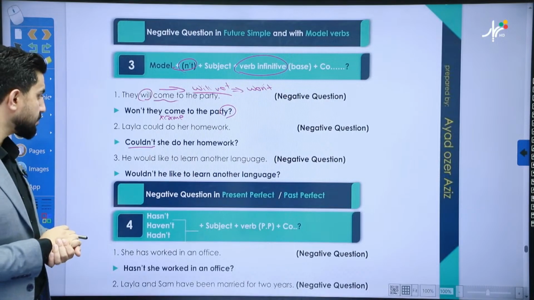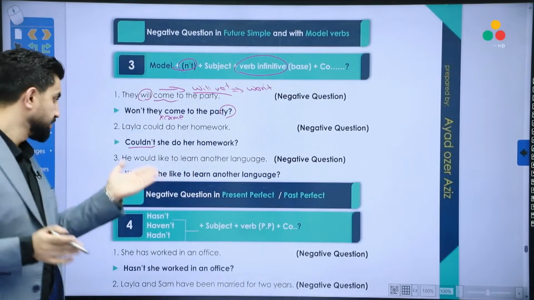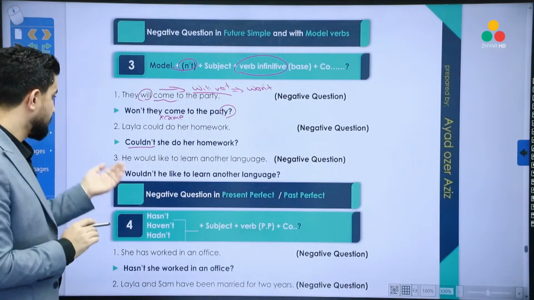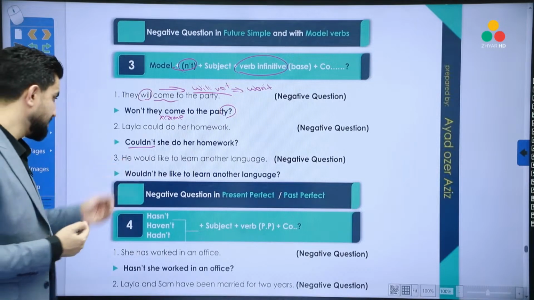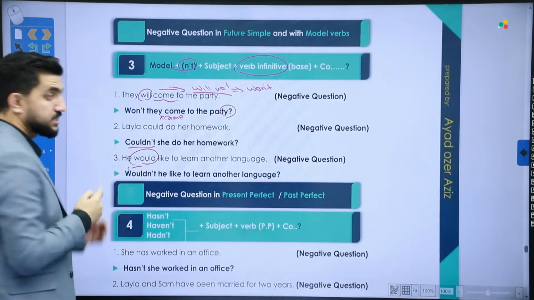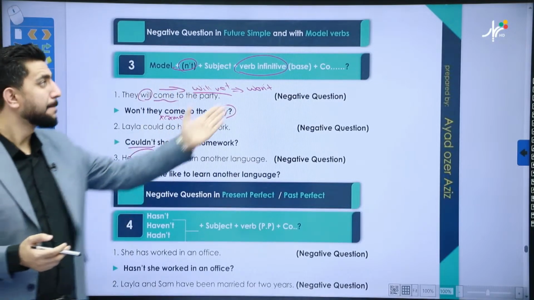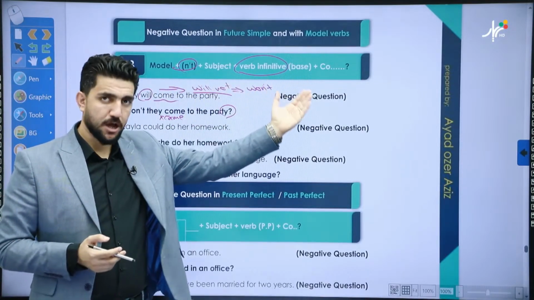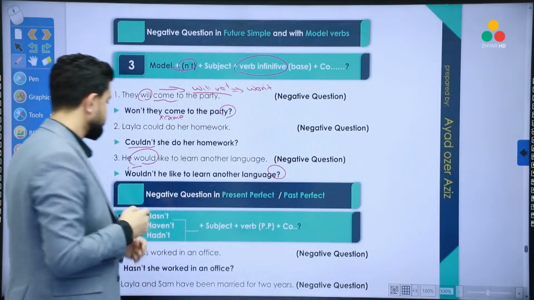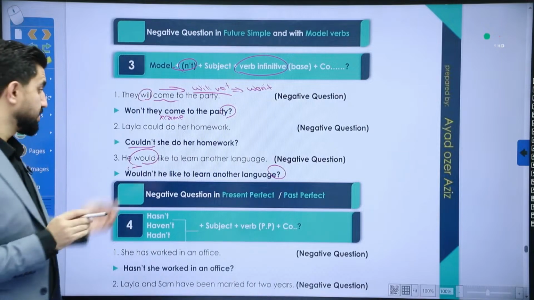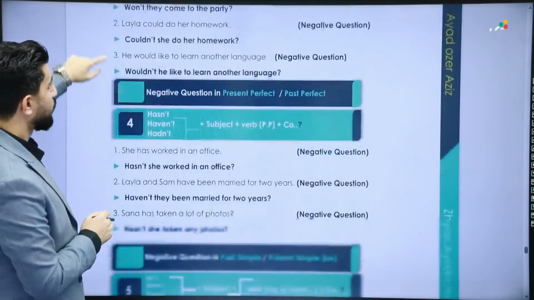Like this. Okay. Another, he would like to learn another language. So we say, wouldn't he like to learn another language? Wouldn't he? So we put this one at the beginning of the sentence, and then we add not to it, plus subject, wouldn't he, plus infinitive form or base, complement, and then question mark, of course, which is very important. Wouldn't he like to learn another language? Like this, to change it to negative question. Okay. What about this one?